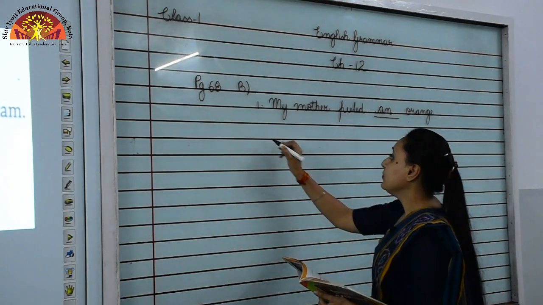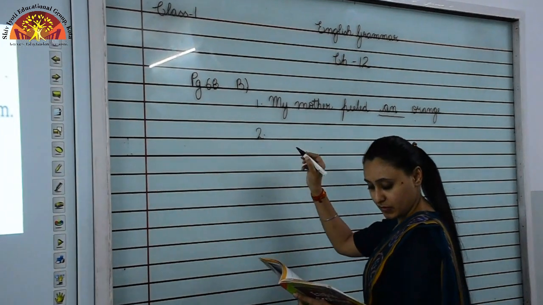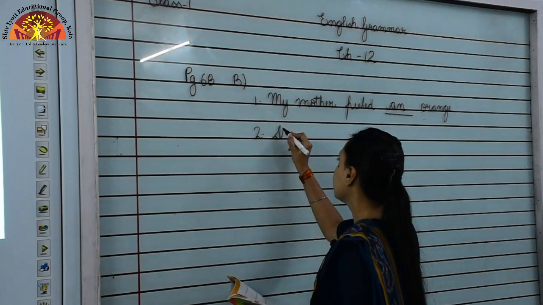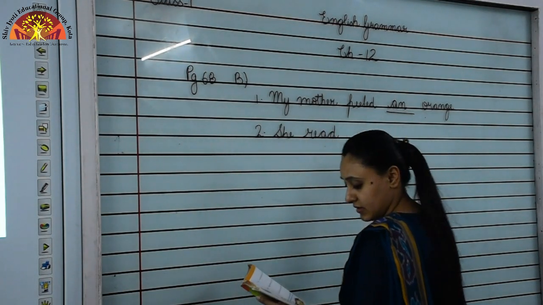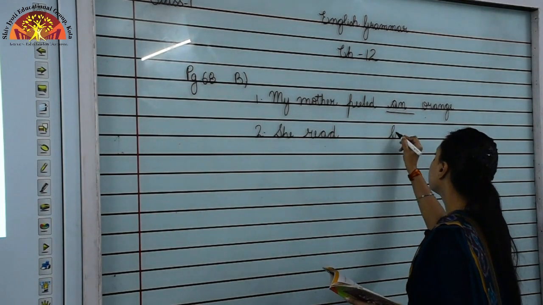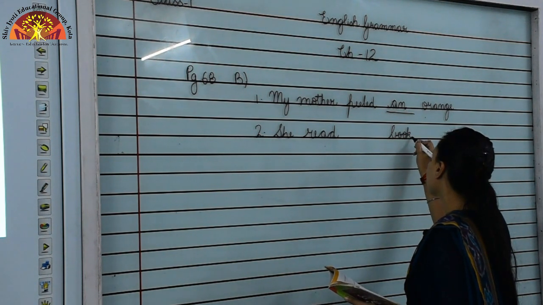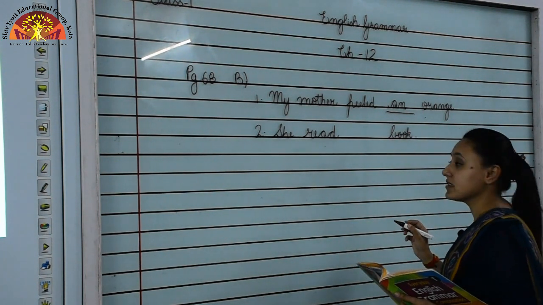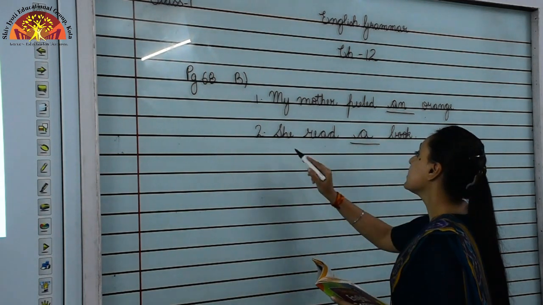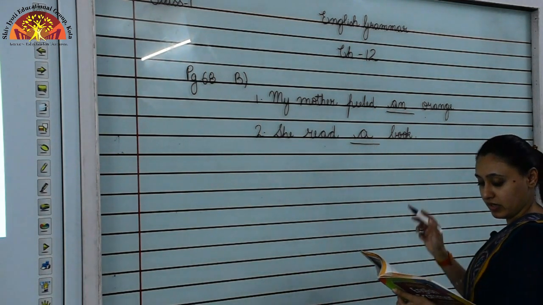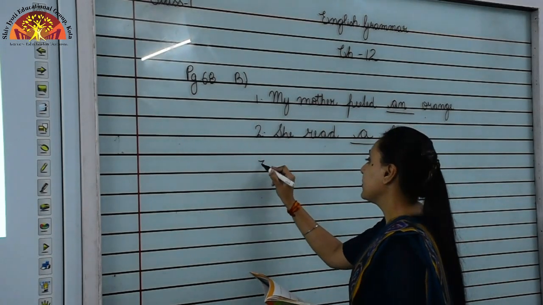Now, number 2, she read dash book. There is a blank before book and book is a consonant sound word. So, we will add a before book. Sentence: she read a book.